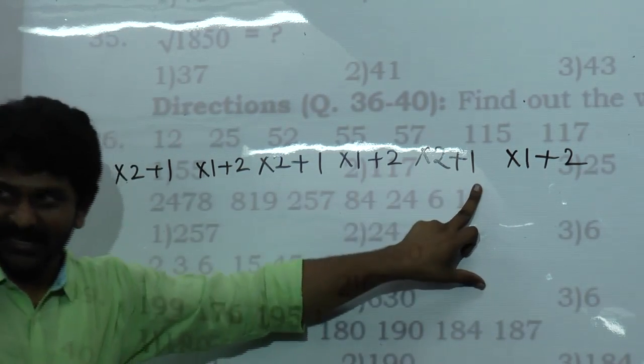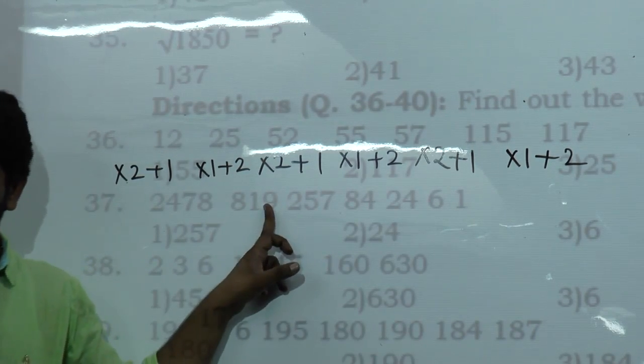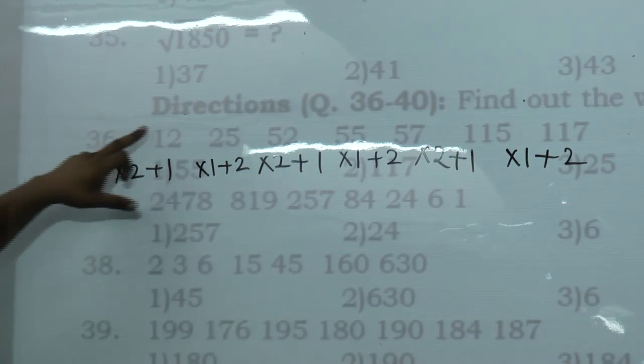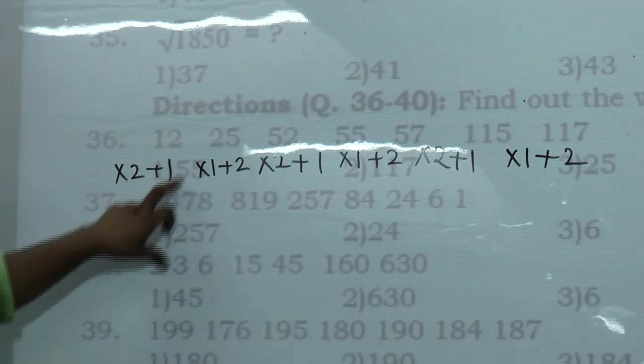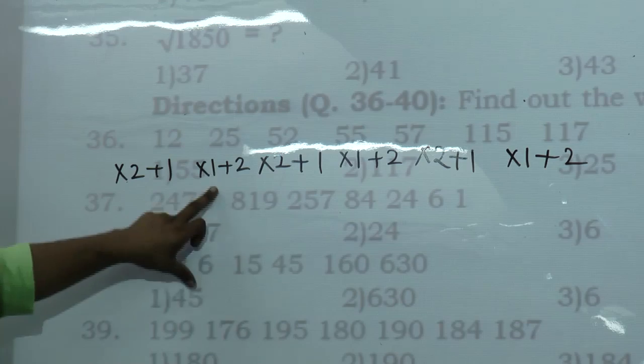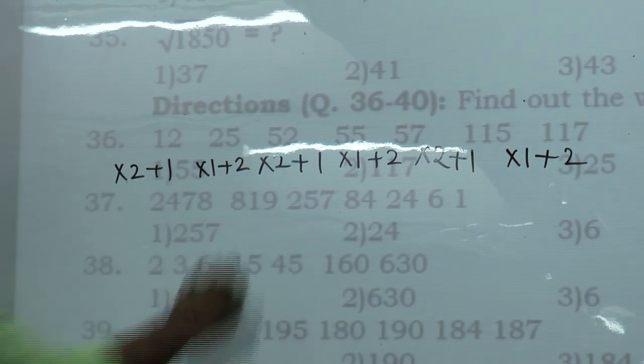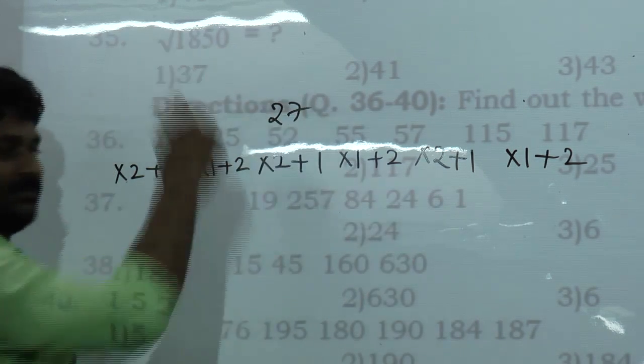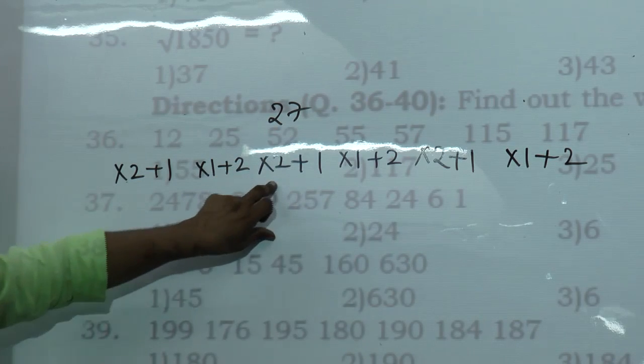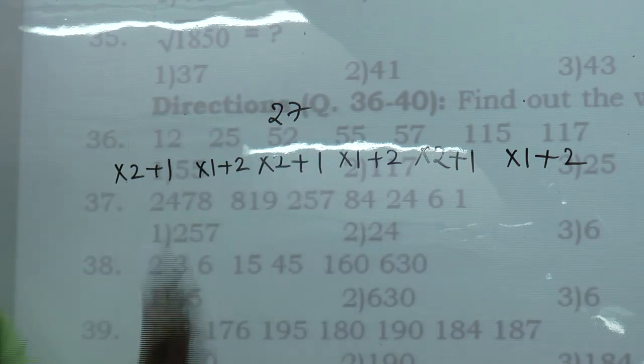Is it giving a perfect sequence? Bottom value, let's verify it. 12, 2 times plus 1, 25, into 1 plus 2. You should have 27 here. 27, 2 times plus 1, 55. Wrong number? 52.